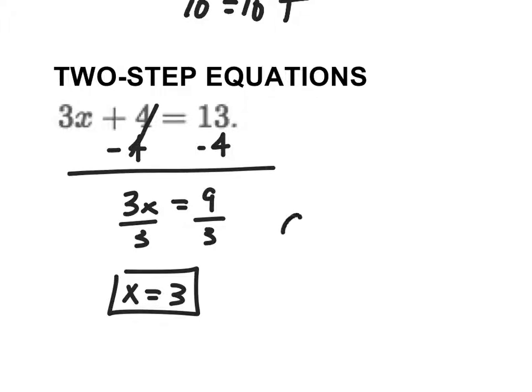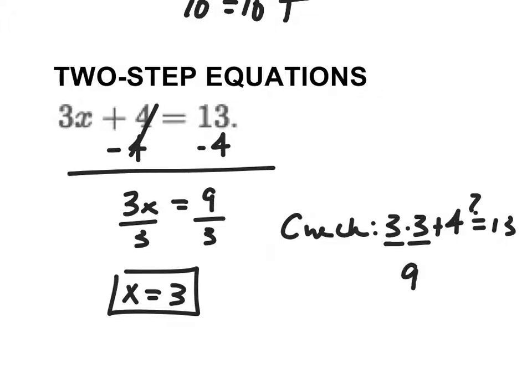Okay, and we could even check this one. What this means is I'm going to do 3 times 3 plus 4. Is that equal to 13? Okay, and so if I do my order of operations, do my multiplication first, 3 times 3 gives us 9, and then add 4, and that's going to give us 13. So 9 plus 4 does give us 13, and that's a true statement, and so this is my solution.